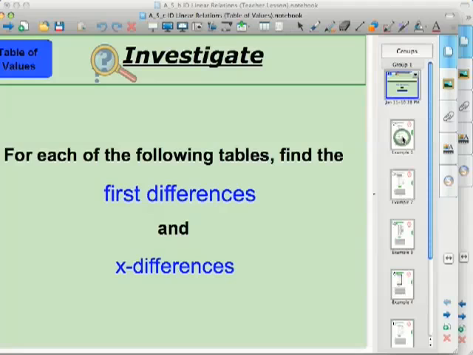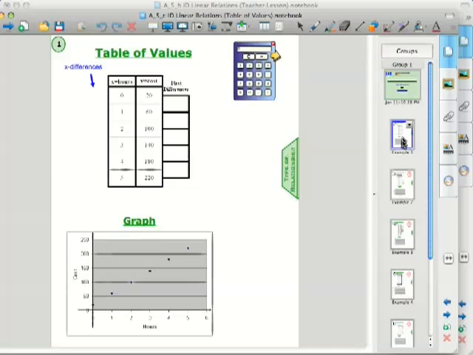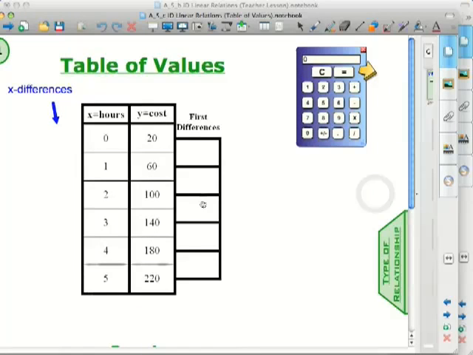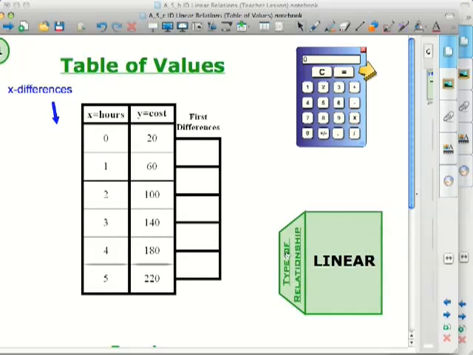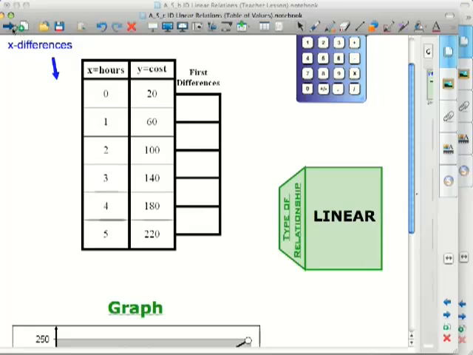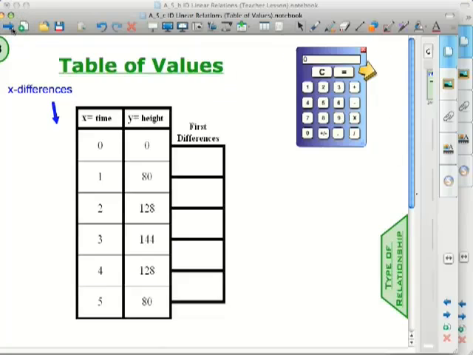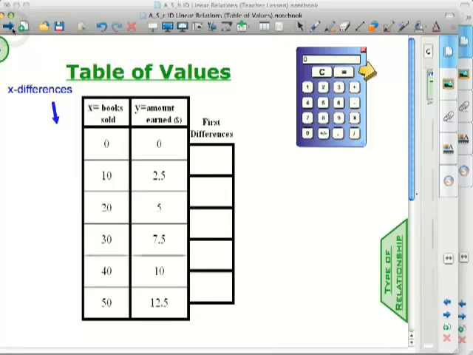What I'm going to get them to do from each page, as it states there, is use what they learned in terms of calculating x differences and first differences. They can use a calculator if necessary. Then they're going to take out this little tab that'll tell them whether or not the relationship is linear. On these subsequent pages you'll see various other tables of values where they're going to be calculating x differences and first differences.